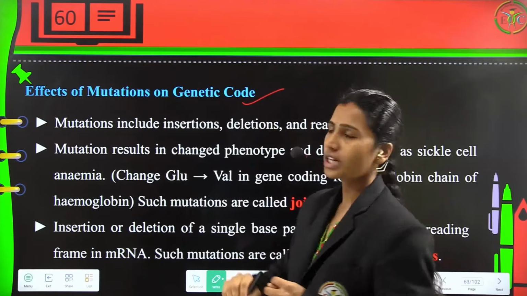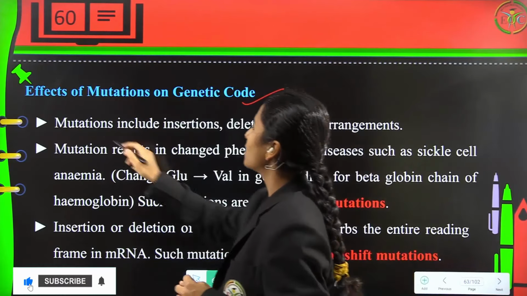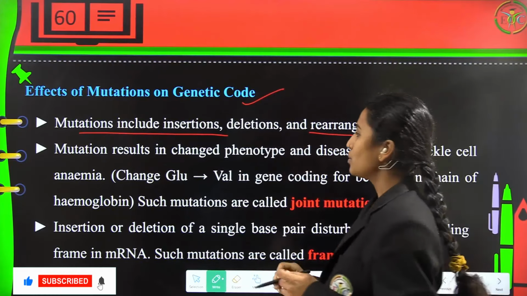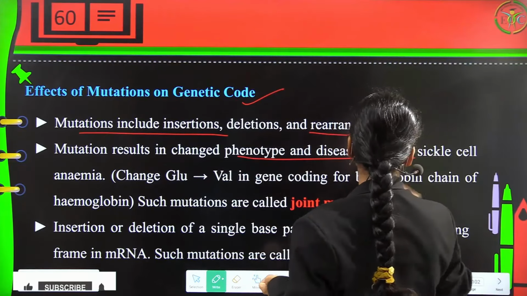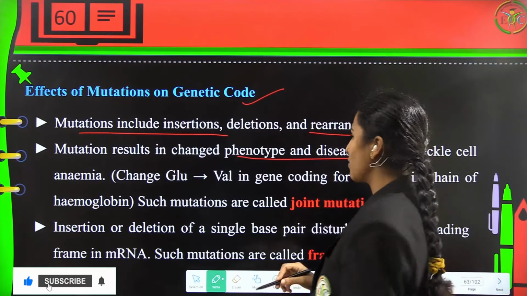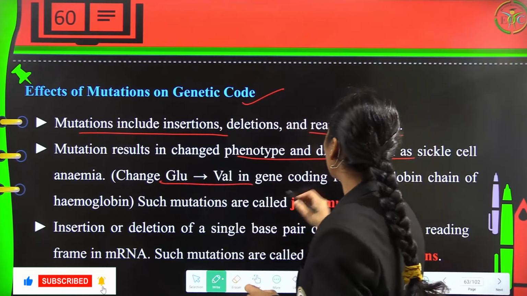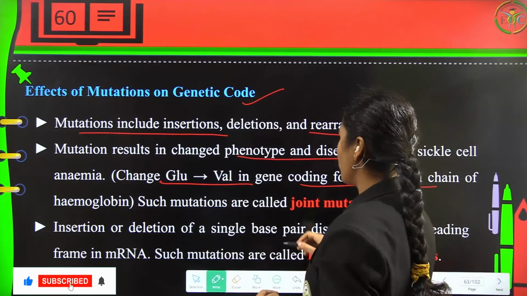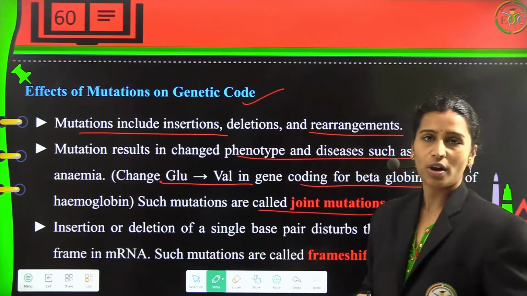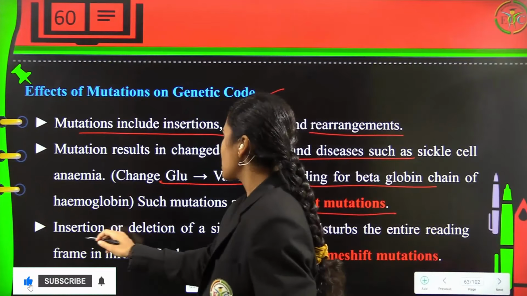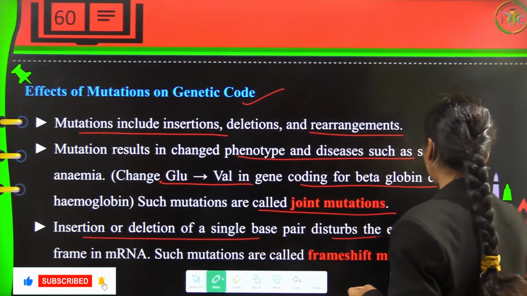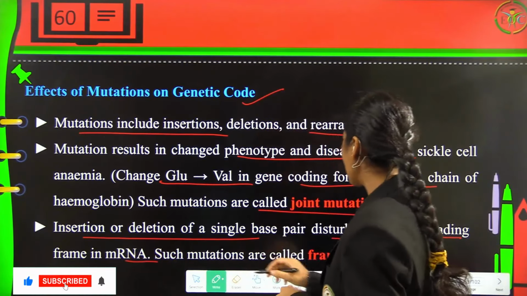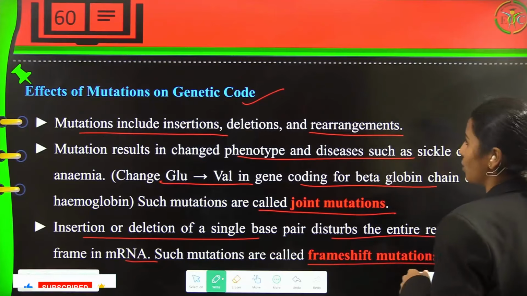Now, the effects of mutation on the genetic code. Mutations include insertion, deletion and rearrangements, and mutation can result in a changed phenotype and diseases like sickle cell anemia, which is a change from Glu to Val in the genetic code for the beta globin chain of hemoglobin, and such mutations are called point mutations. And insertion or deletion of a single base pair will disturb the entire reading frame in mRNA, and such mutations are called frame shift mutations.